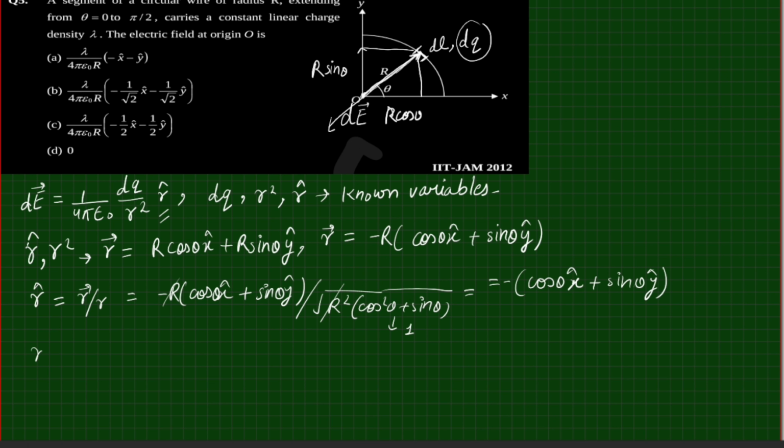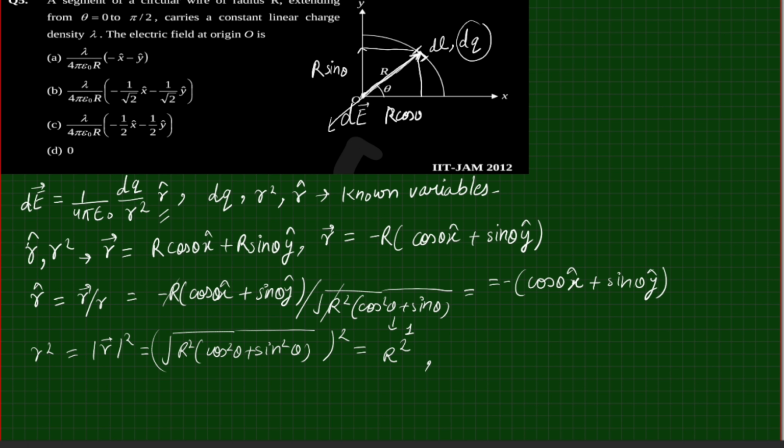And for r square, we will take the mod of r vector square. Mod of r vector is root of r square cos square theta plus sin square theta, and the square of this will become r square.